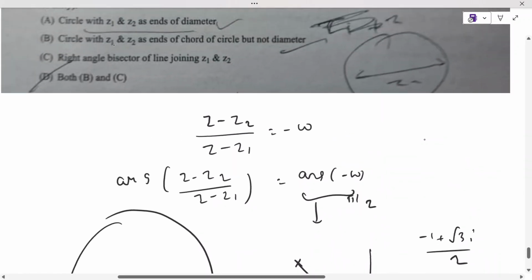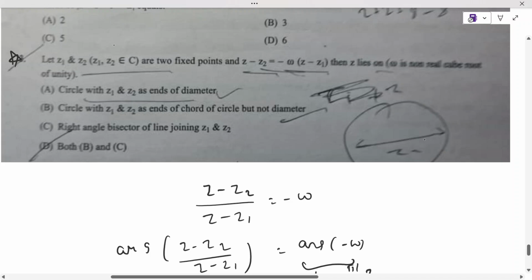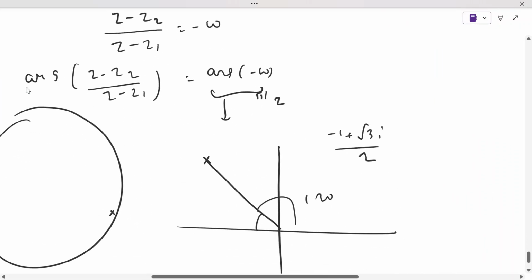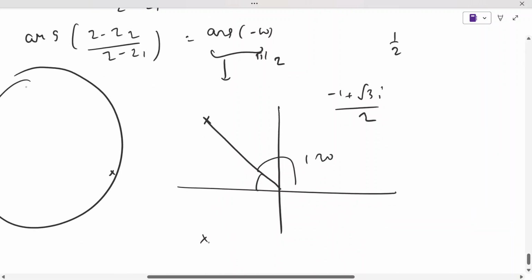It's a non real cube root of unity, no? Non real. So minus W is what? 1 by 2 minus root 3 i by 2. Just a mirror image of that. It will be like this one. So this angle will be 120. Eventually, you can say minus 120.